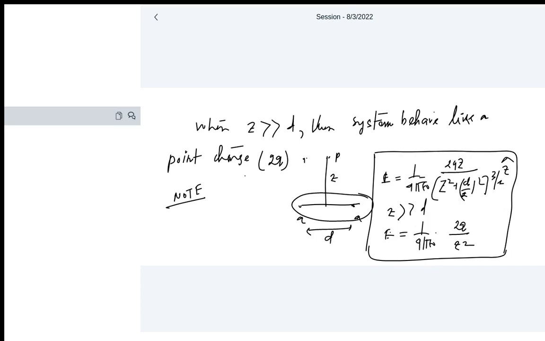In the next class, using these expressions, we will take a problem and see the applications of it, and also we will discuss the charge distributions, that is continuous charge distributions, line charge distributions, surface charge distributions, volume charge distributions, and so on.